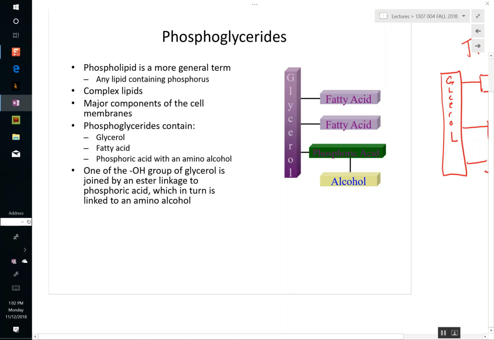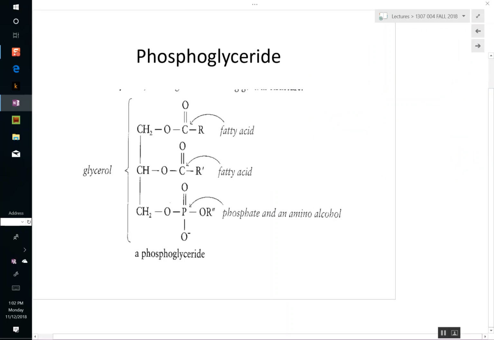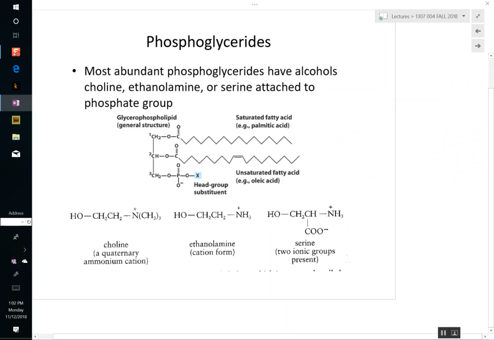So phosphoglycerides. And they're going to differ. This is a class of molecules. You put a different alcohol on here, and you have a different phosphoglyceride. Let's go over to this slide. This is a better slide. So there's your glycerol backbone, fatty acid, and again they can be different. Phosphate ester linkage. What does that look like?